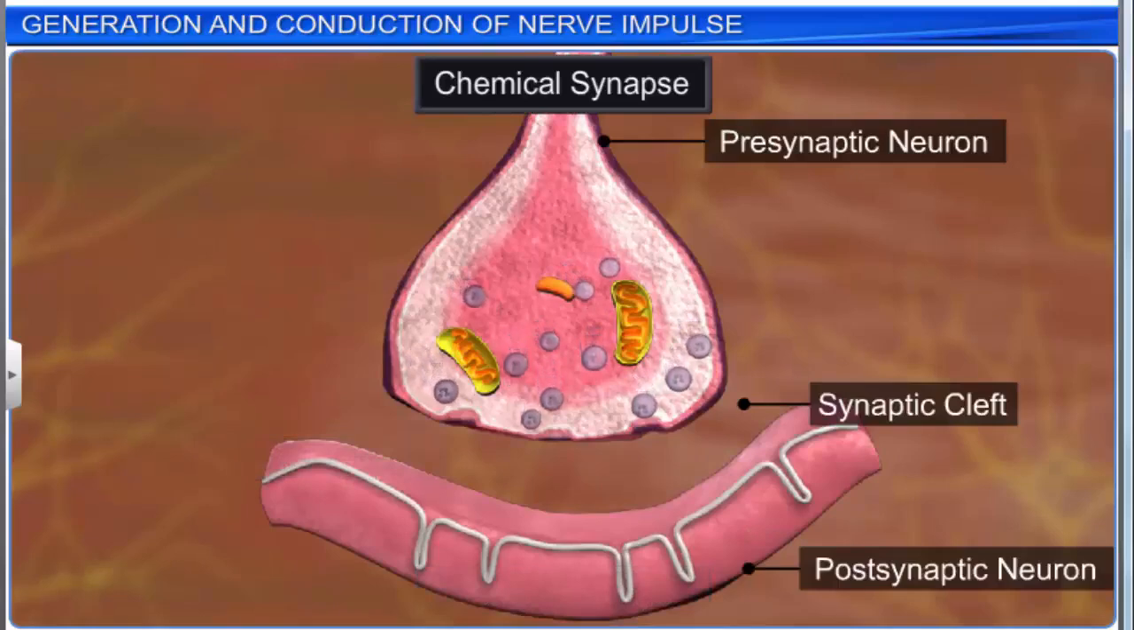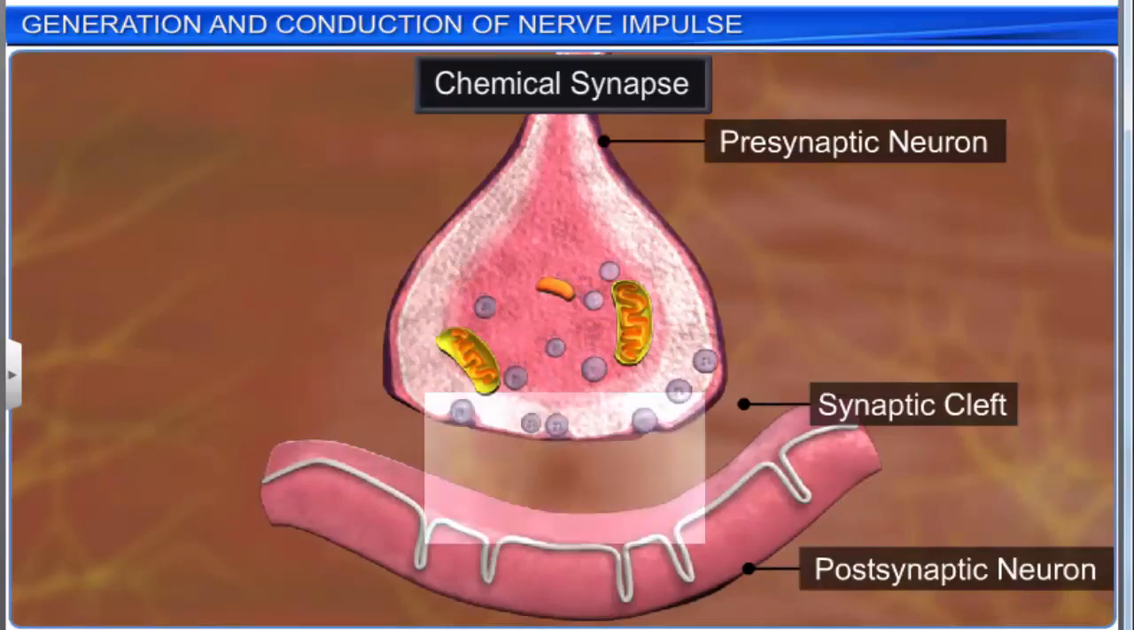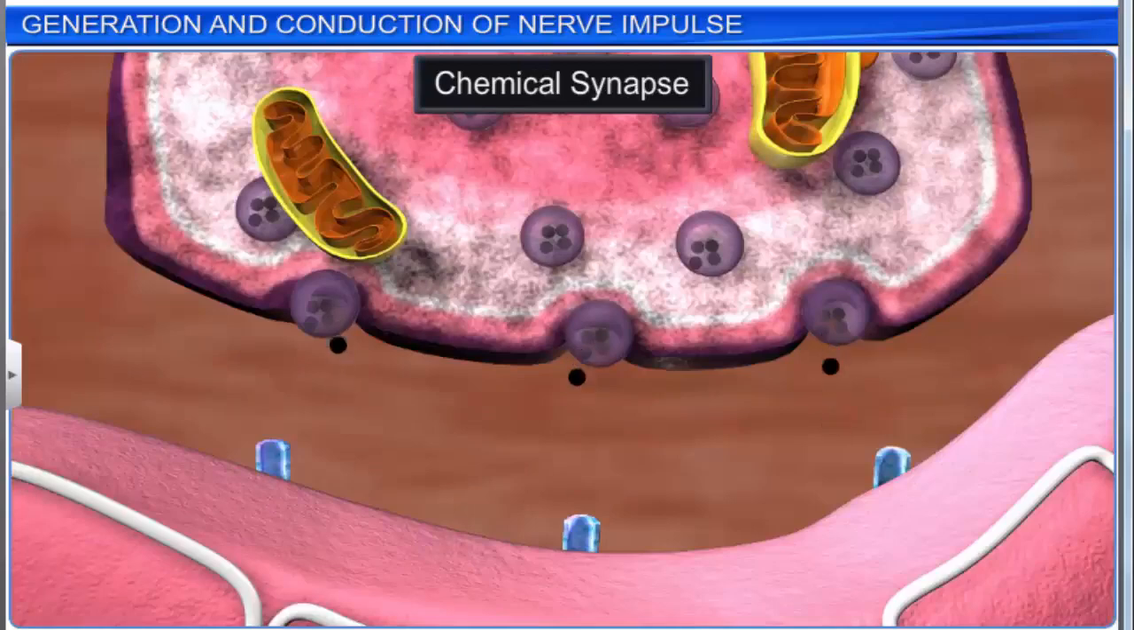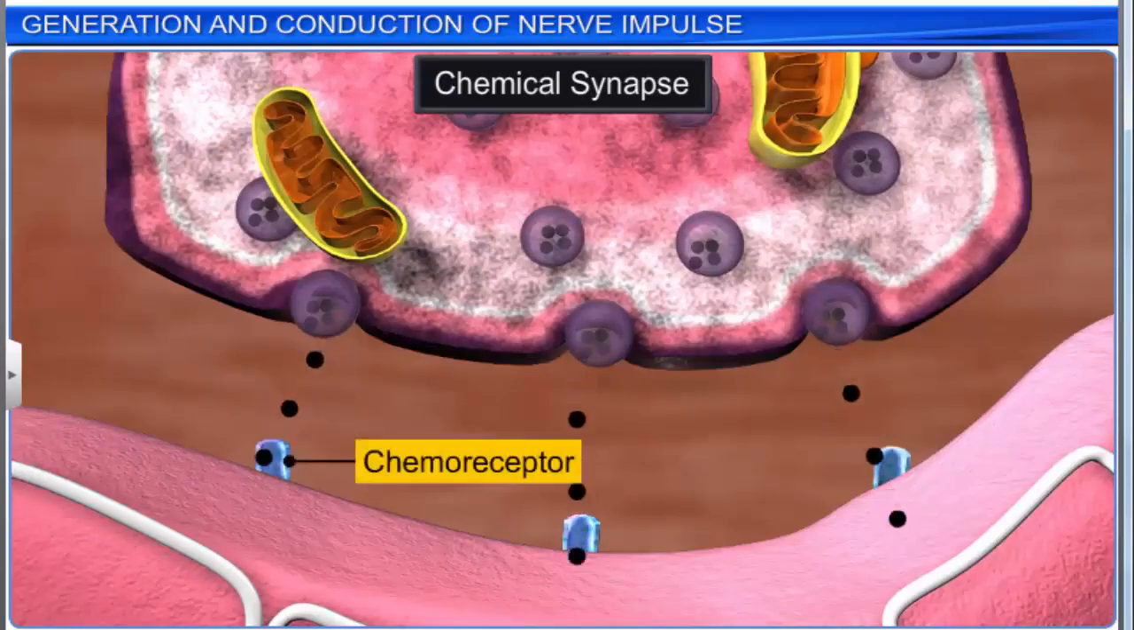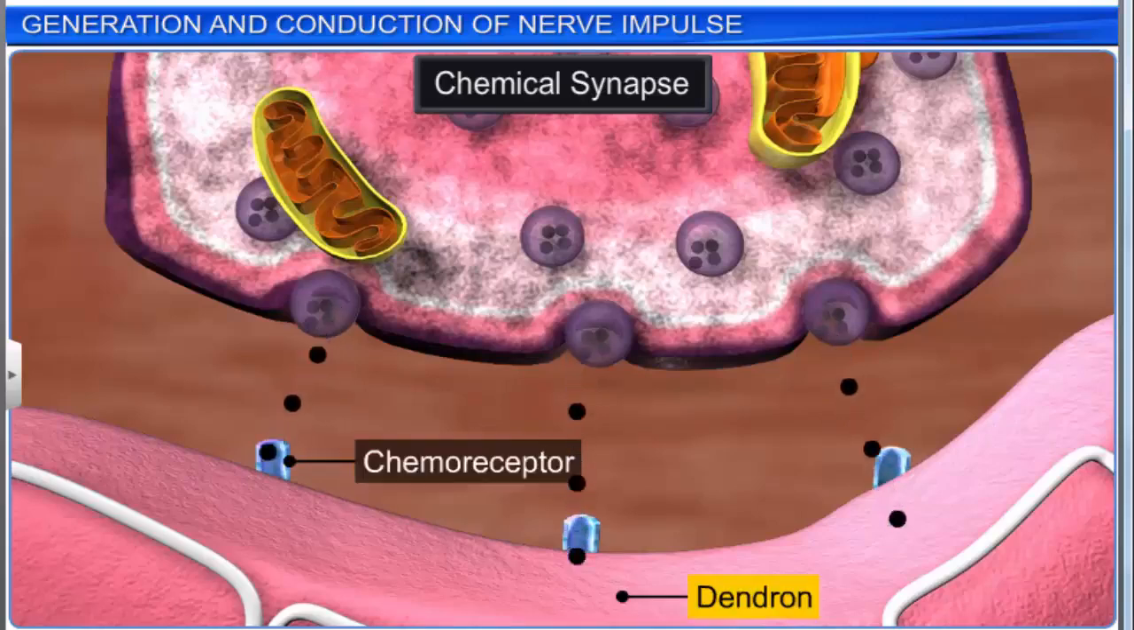When an impulse or action potential arrives at the axon terminal, it stimulates the movement of the synaptic vesicles towards the presynaptic membrane. Synaptic vesicles fuse with the plasma membrane and release their neurotransmitters into the synaptic cleft. The neurotransmitters thus released bind to their specific chemoreceptors present on the postsynaptic membrane of the dendron.